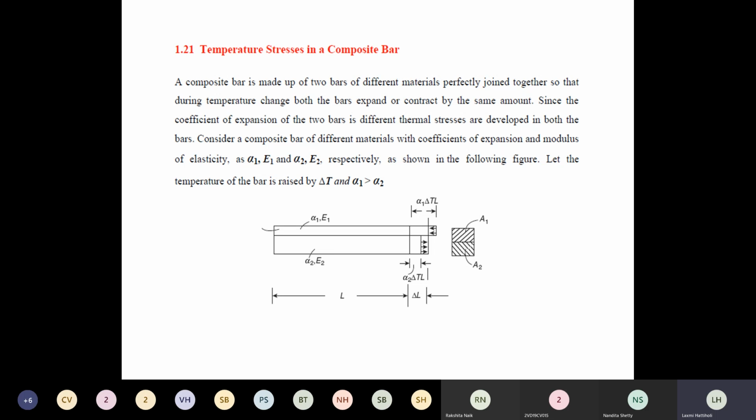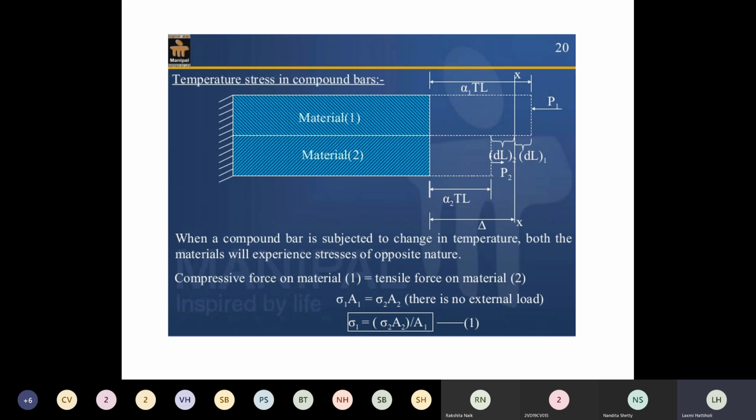Depending on the coefficient of linear expansion, one material will expand more and one material will expand less compared to the other. Depending on this, we have written the compatibility equation. Let me revise those compatibility equations and then we shall proceed to the numerical examples. I'll revise from this particular figure. If you remember, in material 1, alpha 1 was greater compared to material 2. That's why in material 1, alpha 1 TL, you can see the dotted line from here to here, is slightly more compared to the bottom one, alpha 2 TL. And we have taken an equilibrium line XX.